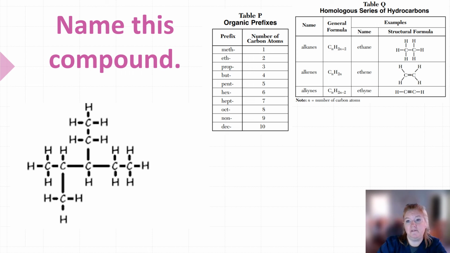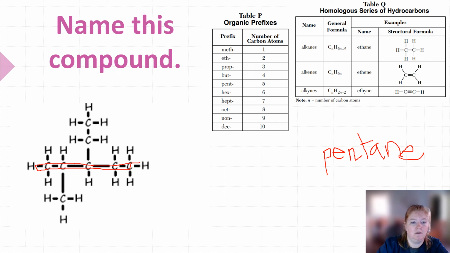All right, this one, you got to find the longest chain, right? So 1, 2, 3, 4, 5. Okay, no matter which way I count, I get 5. So let's just make it easy and use the center one. So that's pent. Do you see any double bonds or triple bonds? Nope. So pentane.